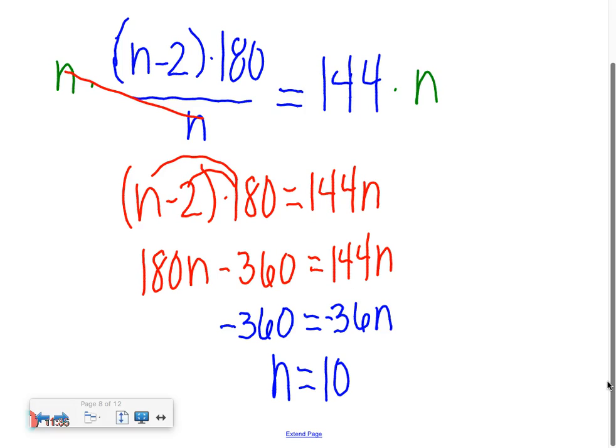Does anyone know what a 10-sided figure is called? A decagon. I want you guys to write that down, just so you know. A decagon. How many years are in a decade? 10. That's an easy way to remember that. What about a 12-sided figure? Anyone know? Dodecagon. Essentially, anything after 12 sides, you just put the number and then gon. So 17-gon, 30-gon, and so on.